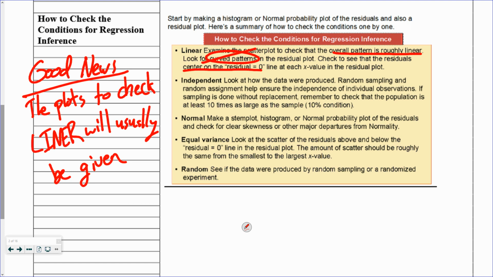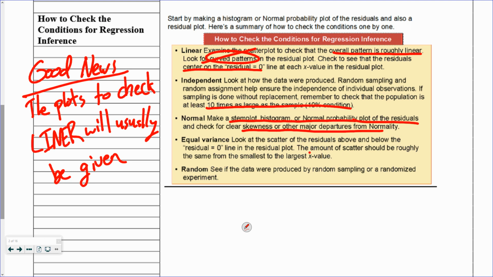Independence, as always, 10% condition, or one doesn't have to do with the other. Normality, we're going to look at a stem plot or a histogram or an NP plot of the residuals. We need to see something that has minimal skewness and no other major departures from normality. So skewness or significant outliers or a clear, goofy shape would say it's not normal. Equal variance, I'll show you what that looks like in a moment.